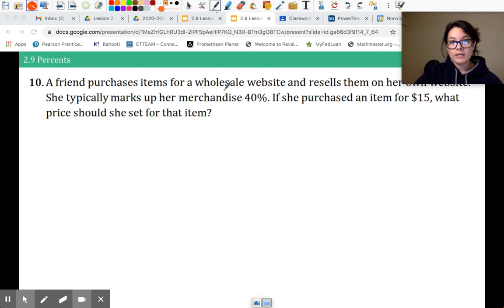Okay, so again, it's telling us that she's marking it up 40%. So that I know is my P, my percent. She purchased an item for $15. The original price of something is always our base, okay? Because it's the total or the original or the whole amount. What price should she set for that item? So in order to do this, the first thing I need to figure out is, well, what's going to be the amount of markup?